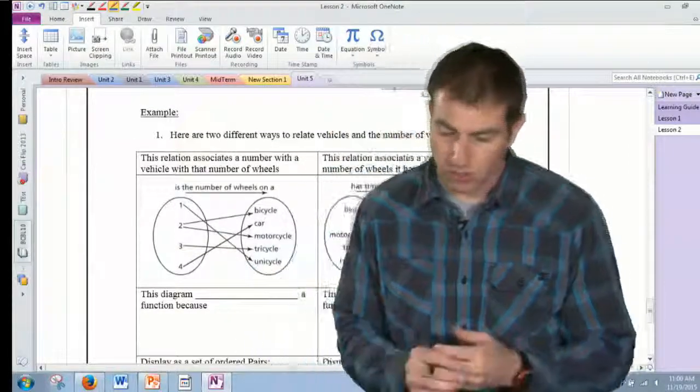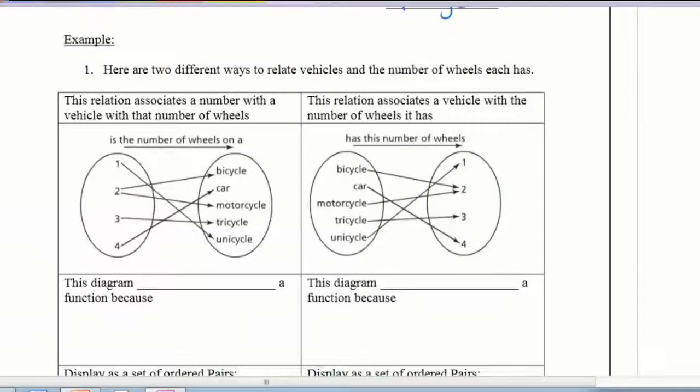All right, so here are two different ways to relate vehicles, the number of wheels each has. And these are relations we're talking about right now. So let's see if we can figure out a relation, function, see what we can do from here. So the number of wheels on A, this is a relation. A unicycle has one wheel, tricycle has three, motorcycle has two, car has four, bicycle has two.